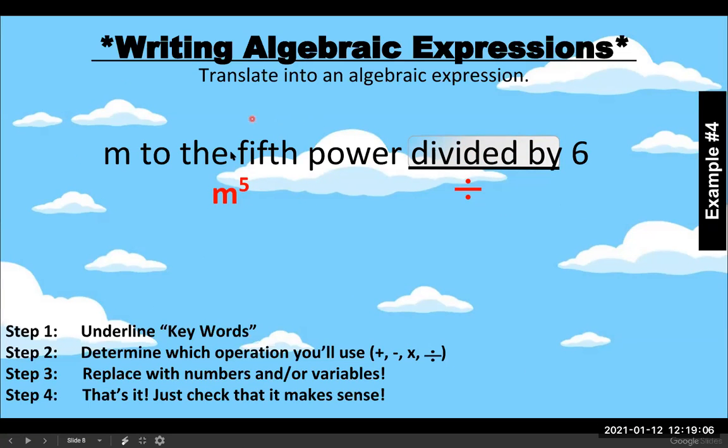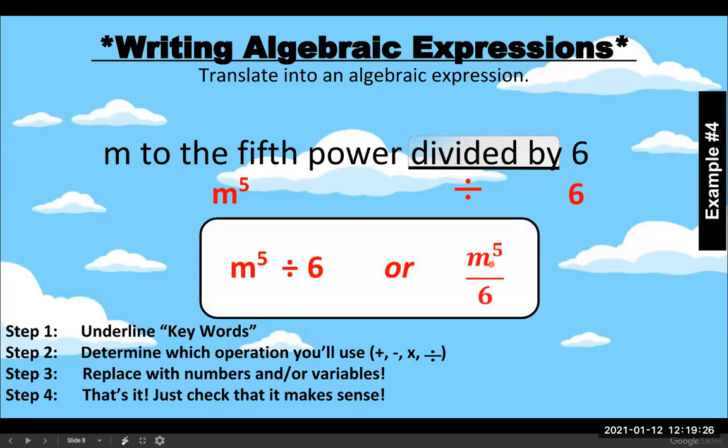Now, this one, m is the missing number to the 5th power. When they talk about power, that means the little number goes on top. That means basically m multiplied 5 times. That's what m to the 5th power means. Okay. So m to the 5th power divided by 6. 6 means 6.